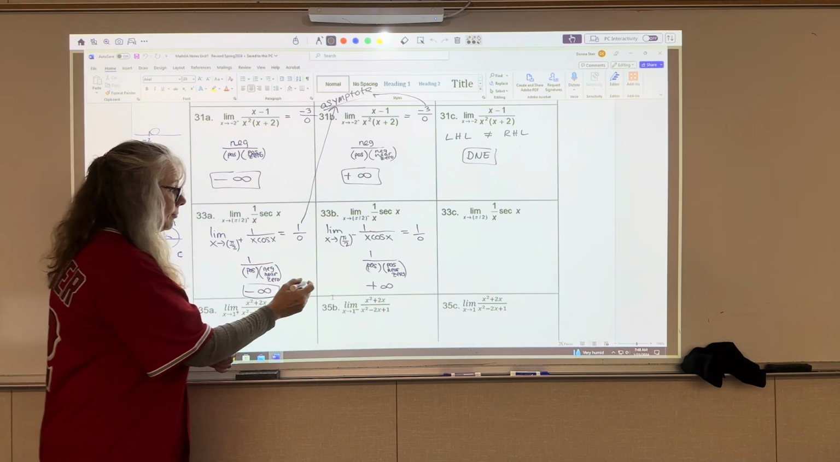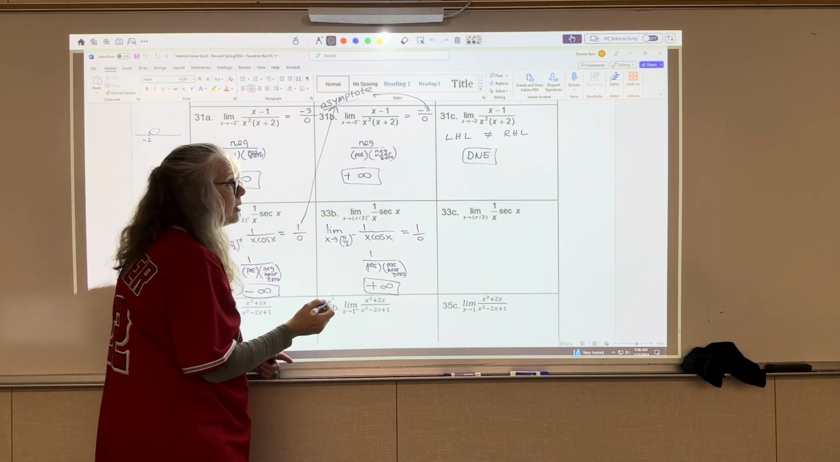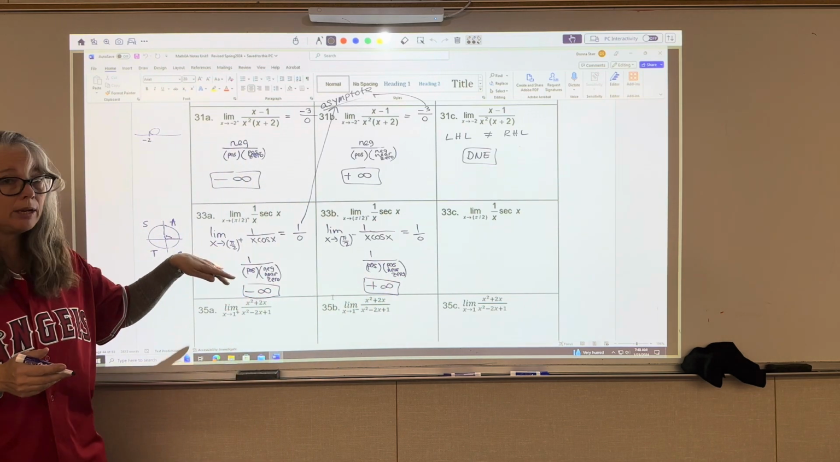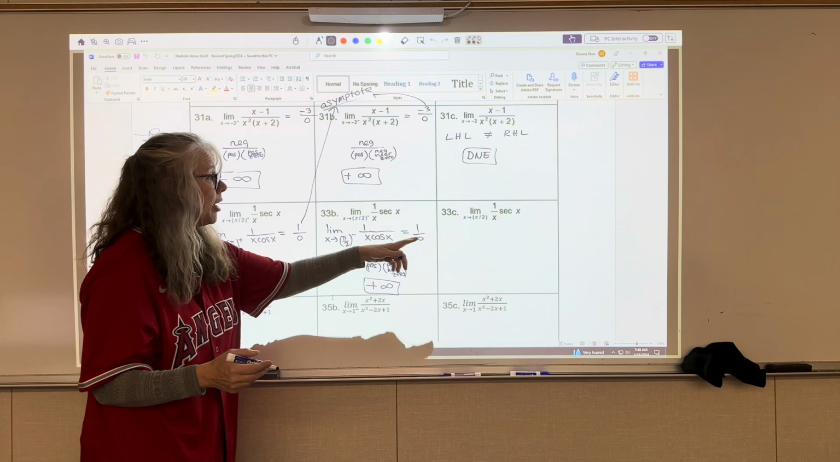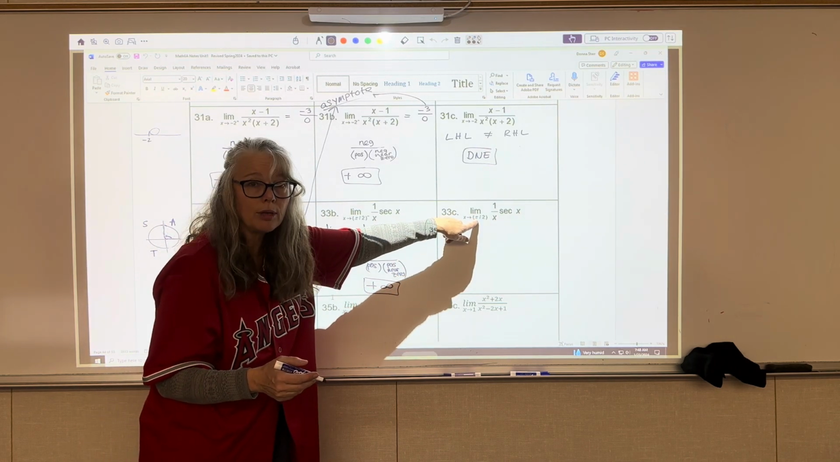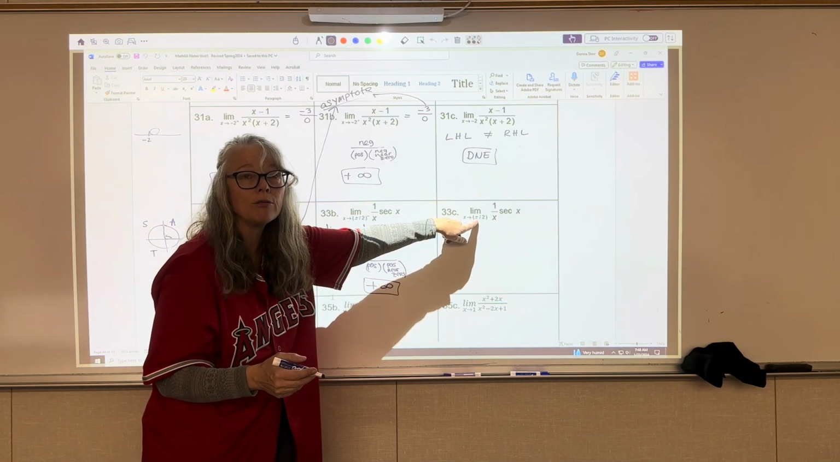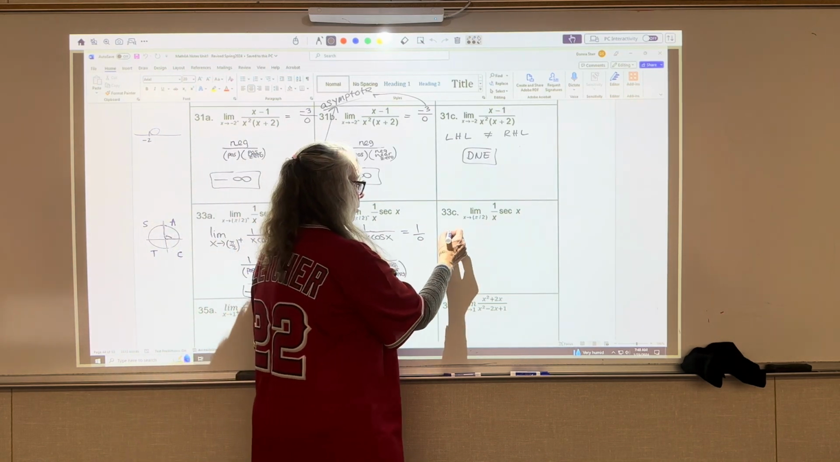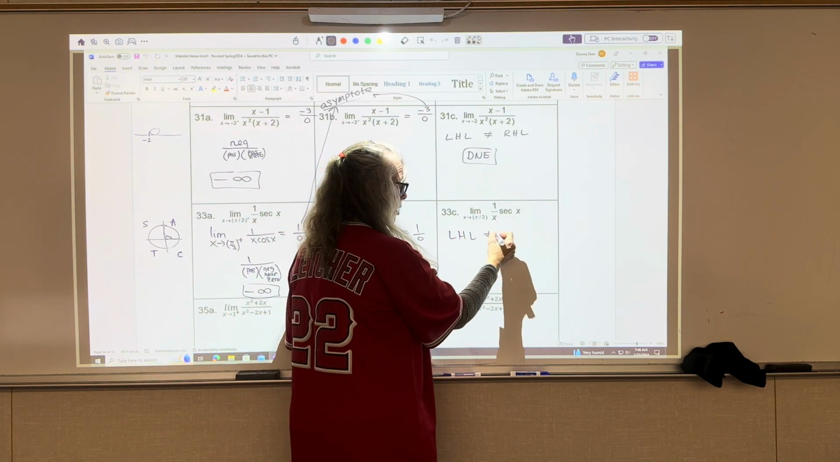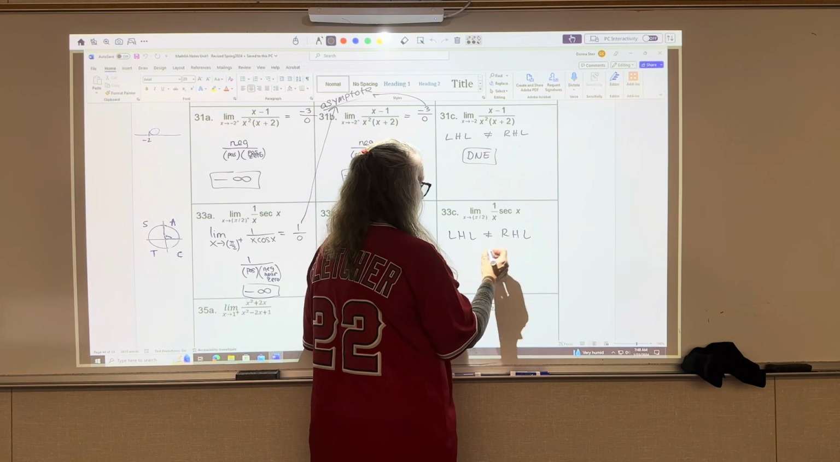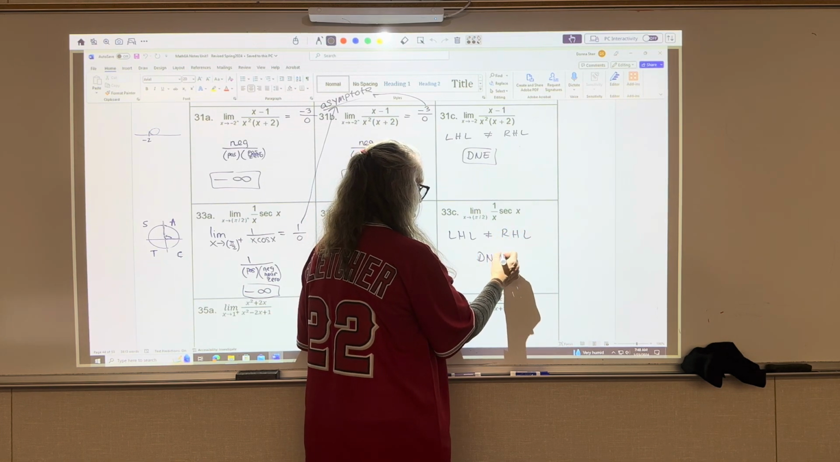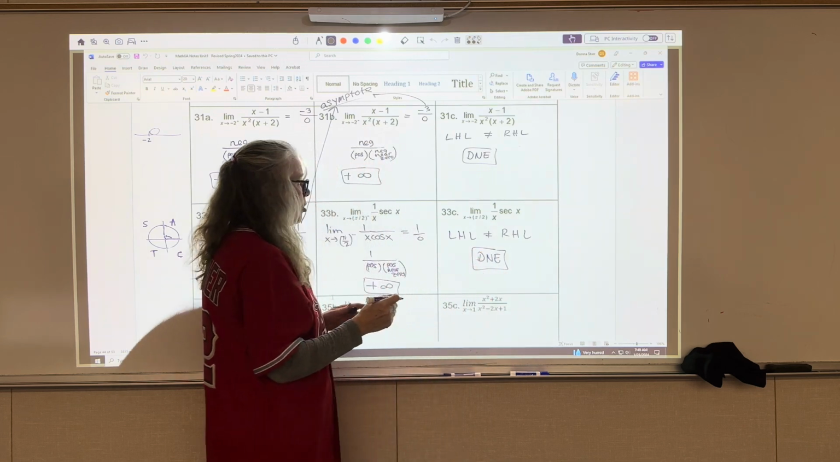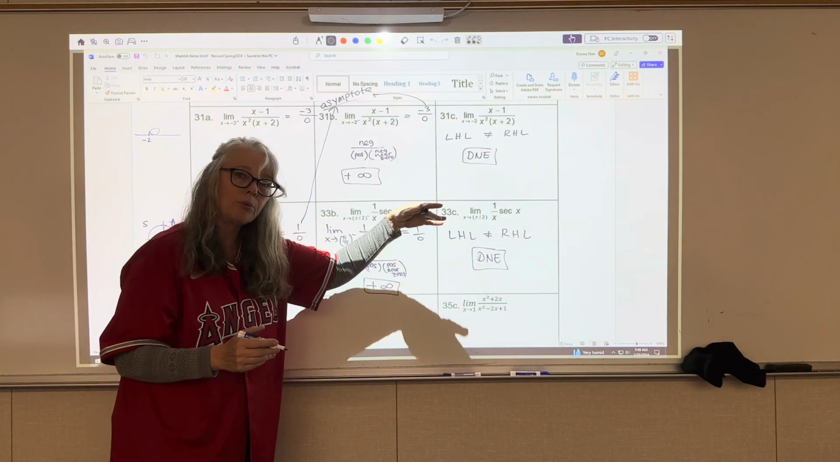And again, just as we had on that last example, the left-hand limit and the right-hand limit are not equal to one another. So if they asked us for the limit as x approaches pi over 2, because the left-hand limit does not equal the right-hand limit, we can say that this limit does not exist.